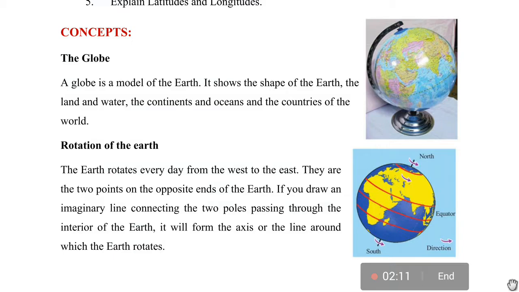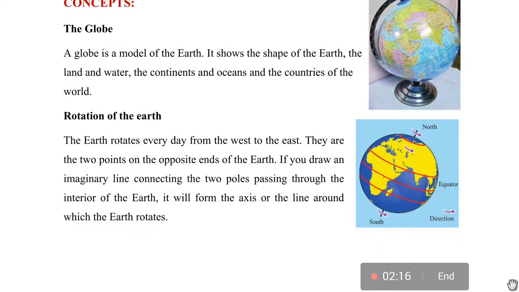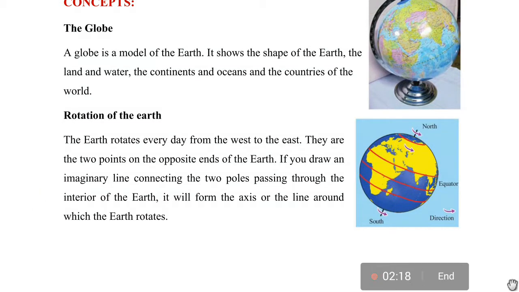Okay, next one, rotation of the earth. How does the earth rotate? The earth rotates every day from west to east. That's why we can see the sun rises on the east side. Why? Because the earth is rotating from west to east.